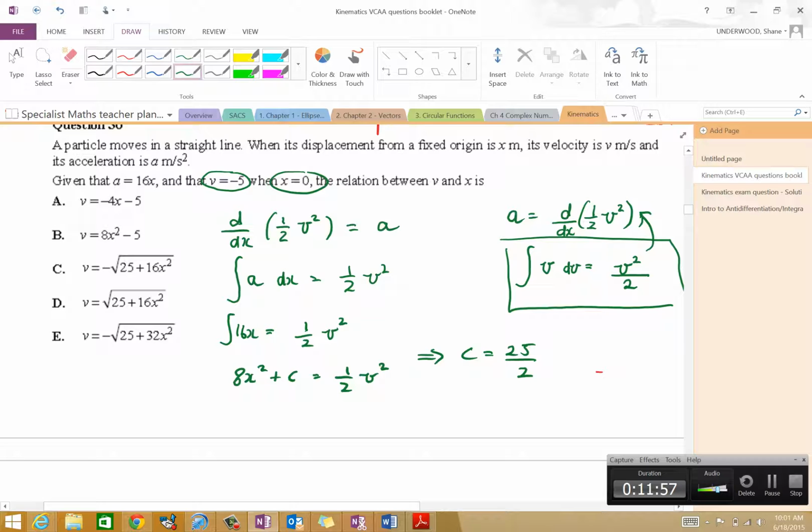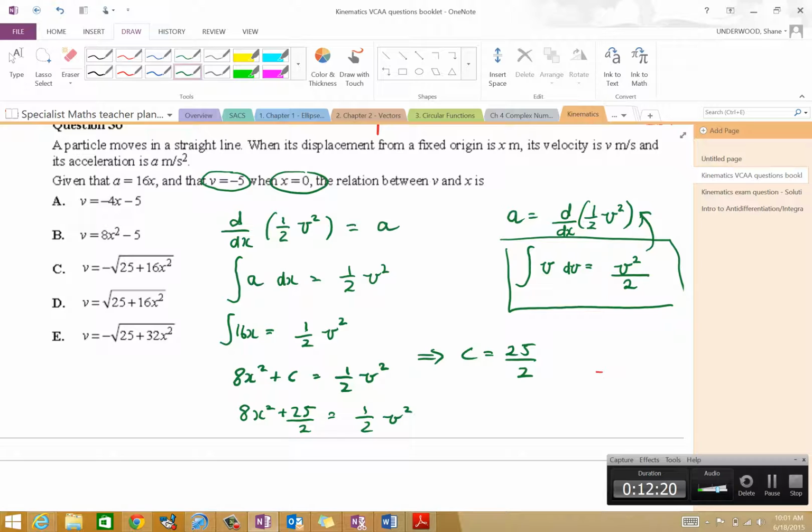Now, we're not quite done yet though, are we? Because what have we got? We want to find v. So, now what we've got is 8x squared plus 25 on 2 is equal to a half v squared. We want to find v in terms of x.